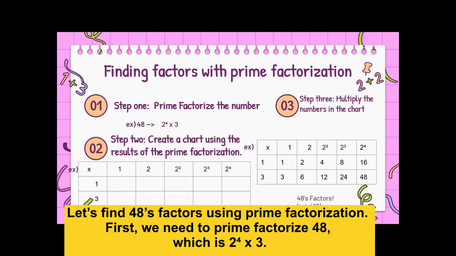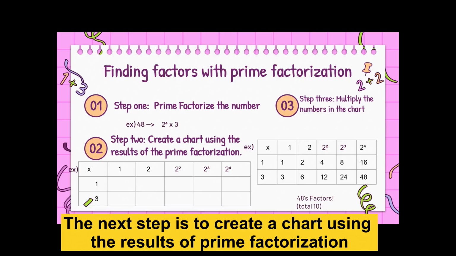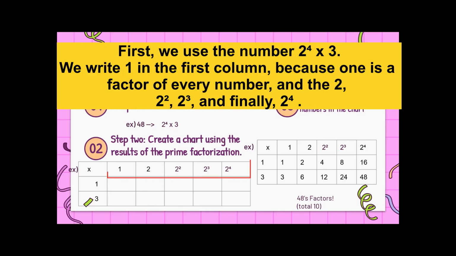Let's find 48's factors using prime factorization. First, we need to prime factorize 48, which is 2 to the 4th power times 3. The next step is to create a chart using the results of prime factorization. First, we use the number 2 to the 4th power. We write 1 in the first column because 1 is a factor of every number, and then 2 squared, 2 to the 3rd power, and finally 2 to the 4th power.